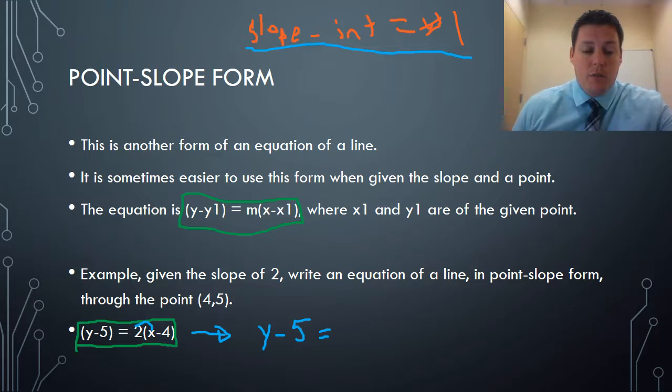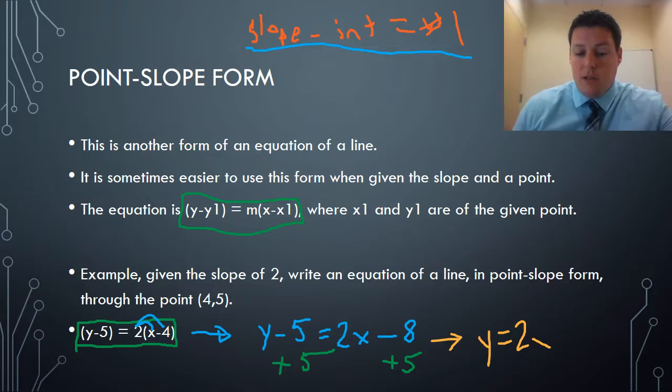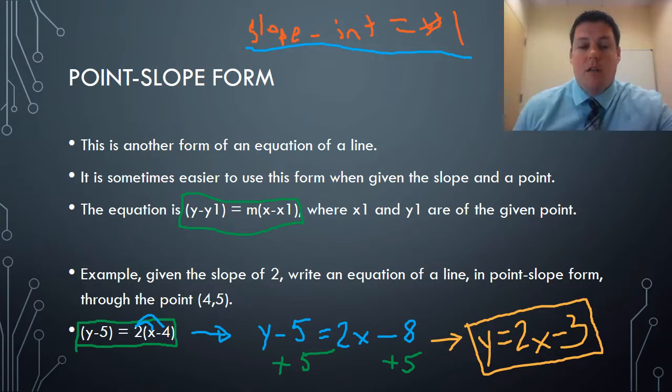I'm going to distribute this 2. So I have 2x minus 8. From here, I'll just add this 5 to both sides. And I get y equals 2x minus 3. Now we are in slope-intercept form.